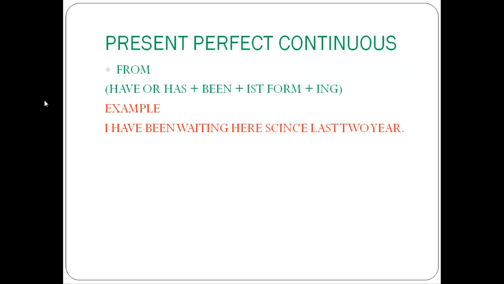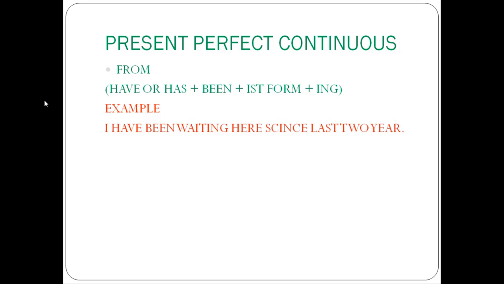After the present perfect tense, we go for the present perfect continuous tense. In the present perfect continuous tense, it's very simple. We use have or has, and here we add one thing, which is been, plus the first form of the verb plus ing. For example, I have been waiting here since the last 2 years. Here we use have and we use been. Waiting: wait is the first form of the verb, and we use ing with it.